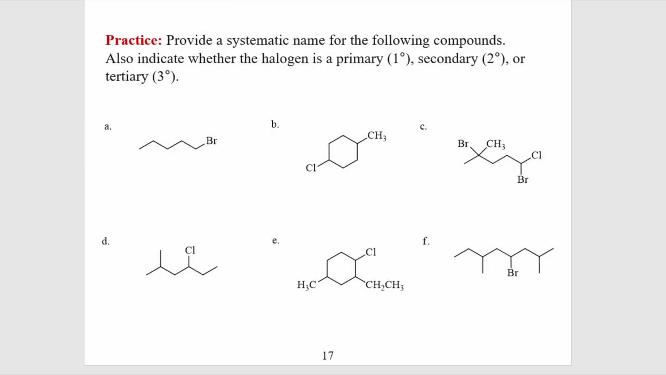But here's some practice. Provide the systematic name for the following compounds, and then you can also go back and indicate whether the halogen is primary, secondary, or tertiary. Say, for example, this bromine, I'll do the primary, secondary, and tertiary with you. This bromine is on a carbon that only has 1 carbon bond. The others are hydrogens. So the carbon only has 1 other carbon bond to it. So this is a primary bromide. You guys can try the rest.